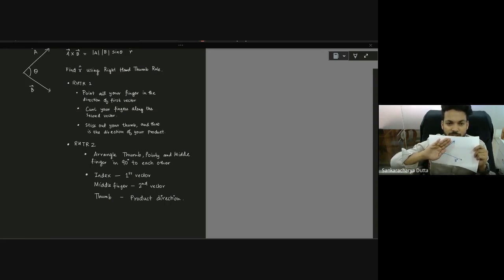Curl your fingers towards B. Now, if you keep your hand like this, your fingers are not going to curl like that. Is there someone whose fingers curl backwards? There's only one way. If you put your fingers like this and you curl like this, where is your thumb pointing, guys? It is pointing into the plane. Let me repeat one more time. First step, point all your fingers in the direction of A. Step number 2, curl your fingers towards B. Stick out your thumb and your thumb is pointing into the plane. Please do it with me.